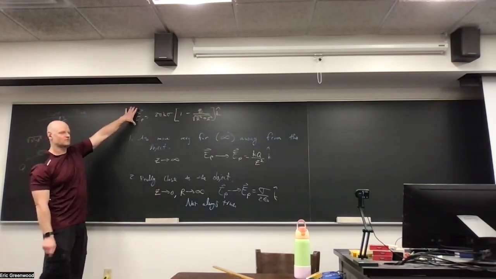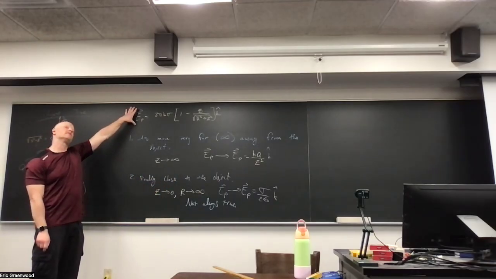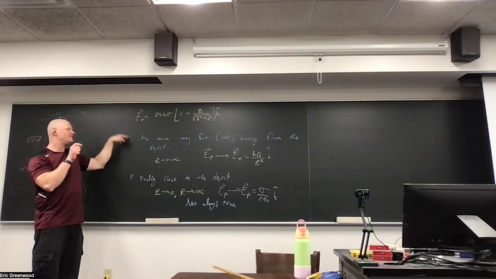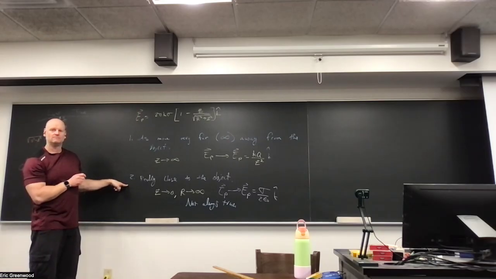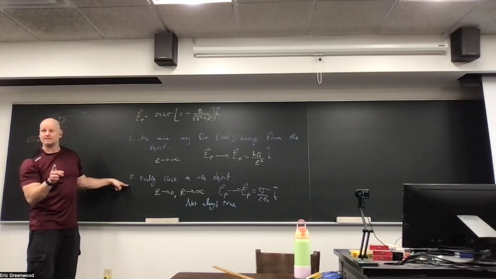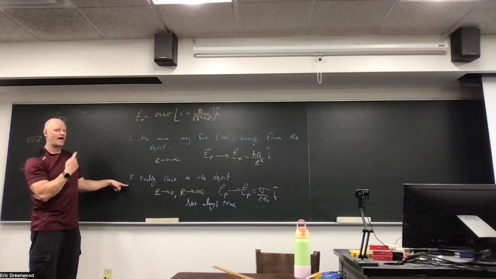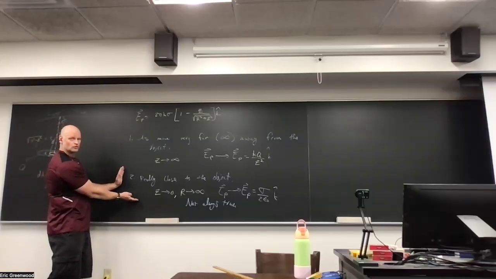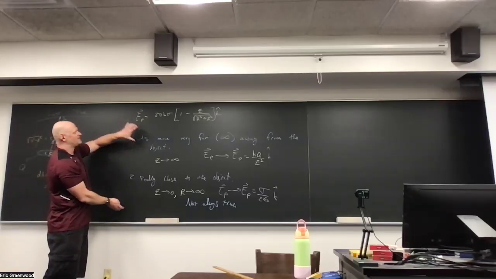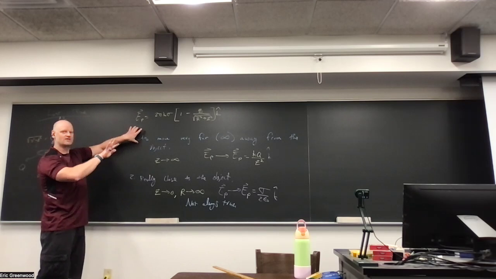If I come up with an electric field, I can easily determine if that electric field is correct if it satisfies both of these two limits. If it doesn't, I'm wrong. I got to go back and do it again. Okay. Again, this one is not always true. Depends on the shape of the object. But this one always has to be true regardless of the shape of the object.